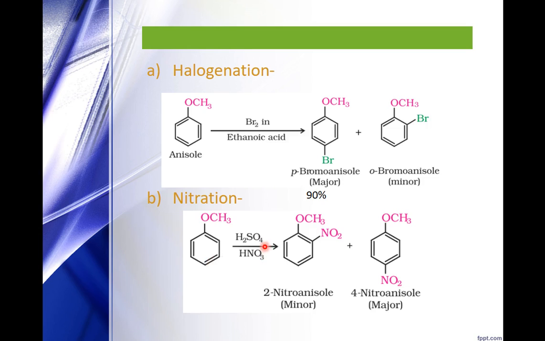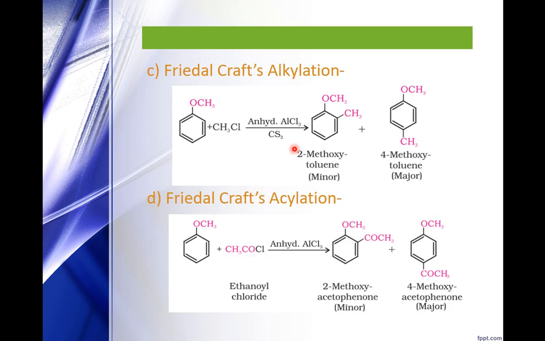Similarly, nitration, we have used nitrating mixture here, which is a mixture of concentrated sulfuric acid and concentrated nitric acid. We get 2-nitroanisole and 4-nitroanisole. You can see here para is a major product. Then Friedel-Crafts alkylation with anhydrous aluminium chloride catalyst being used and CS2, again 2-methoxytoluene and 4-methoxytoluene. Again para is the major product.